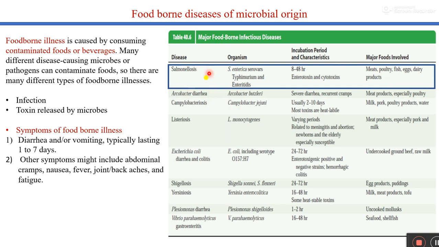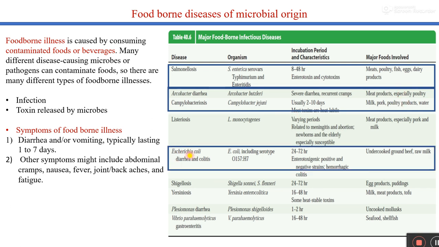Second major foodborne disease which you will have to keep in mind for the examination point of view is Arcobacter diarrhea and Campylobacteriosis, which are generally caused by Arcobacter butzleri and Campylobacter jejuni respectively, and these bacteria generally grow in meat products, especially poultry, milk, pork, poultry product, water respectively.